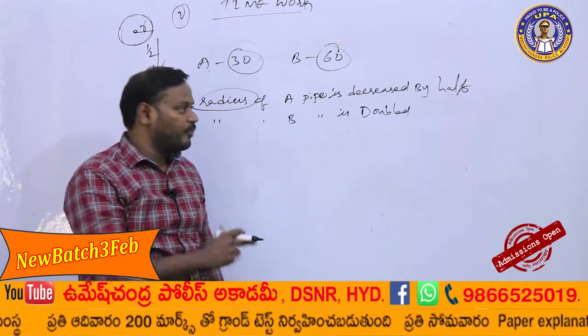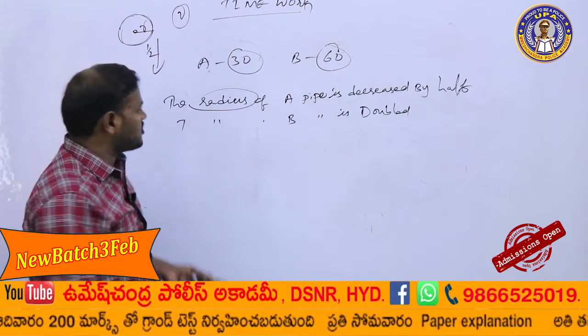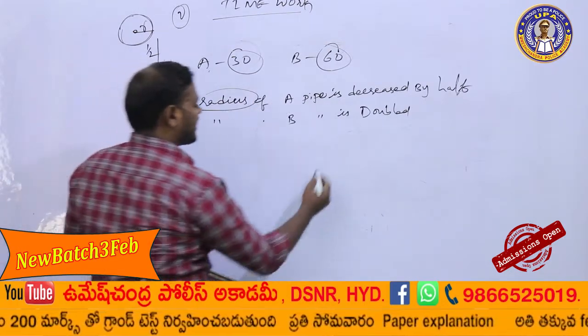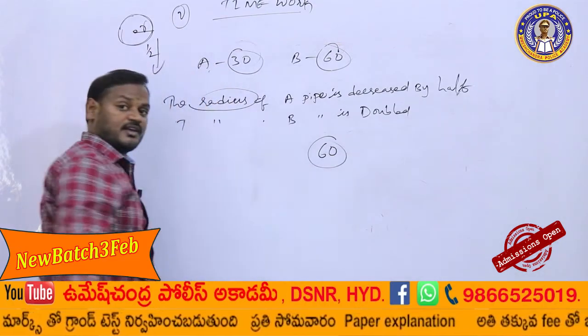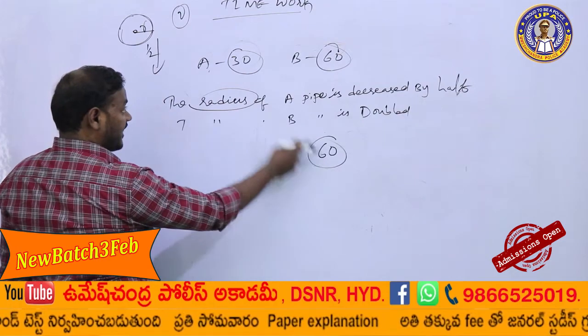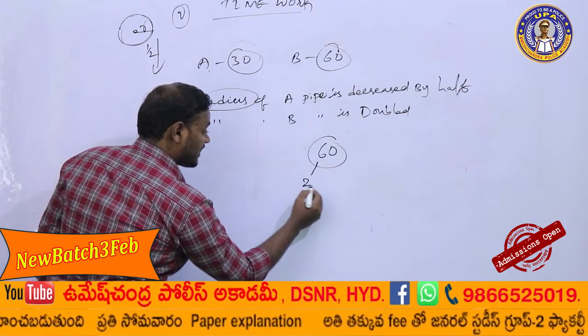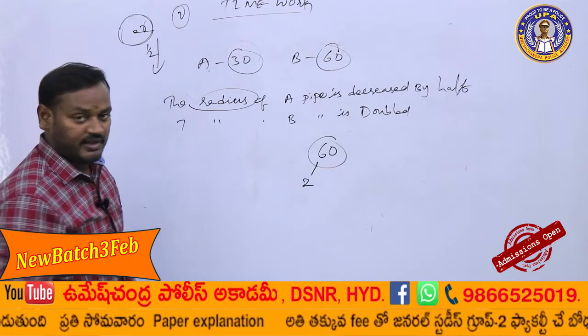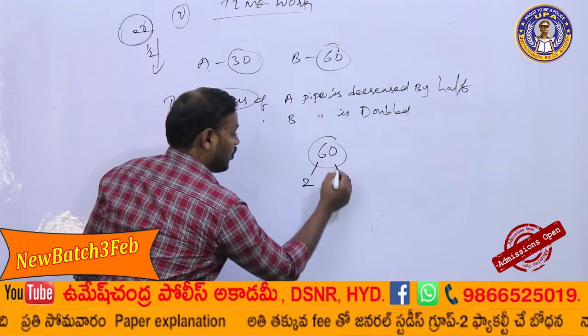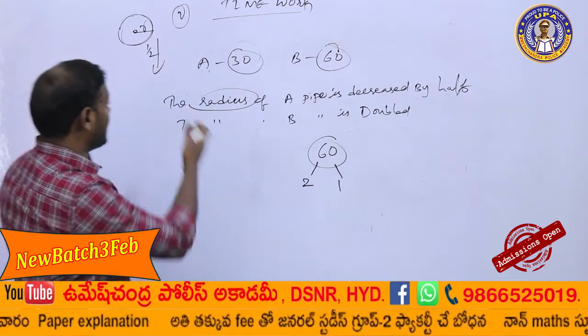If they are open together, in how many minutes will the tank be filled? This is the question we have. If you choose the same procedure, let's go for 30, 60, the target can be what? 60 liters. Yes or no? So 60 liters is the total tank capacity. A can fill the tank in 30 minutes. Logically, A can fill 2 liters per minute. Yes or no? If you go for B, B can fill 1 liter per minute if there is no condition. But there is a condition here, right?